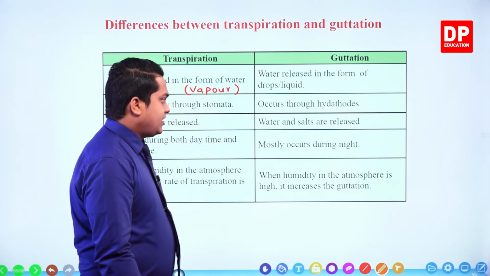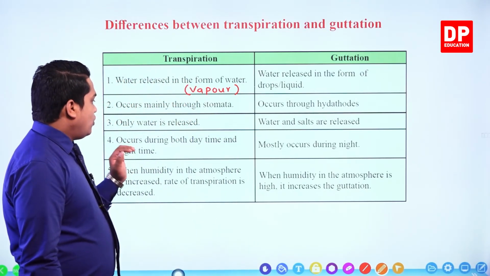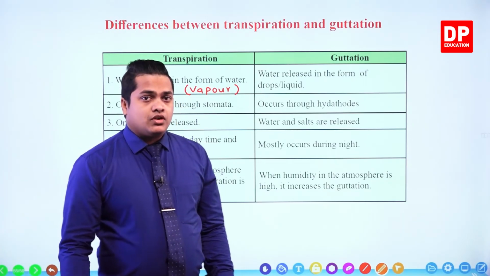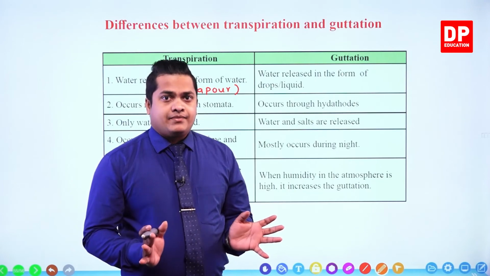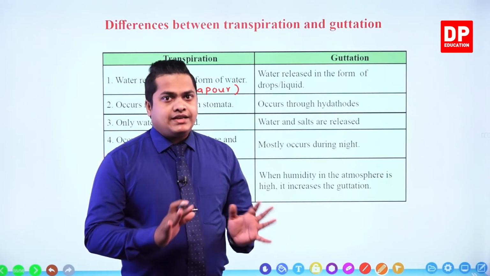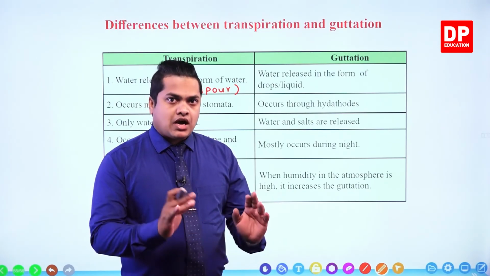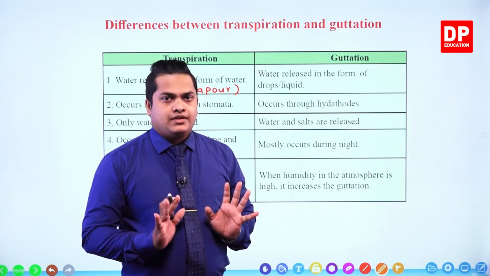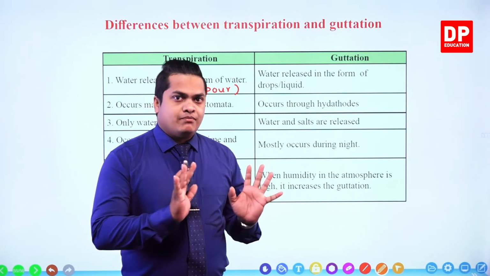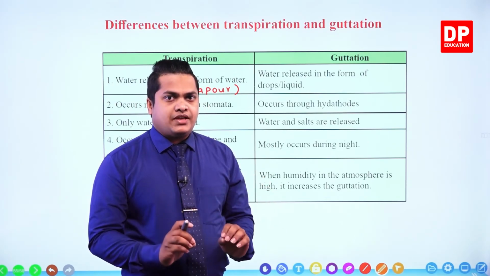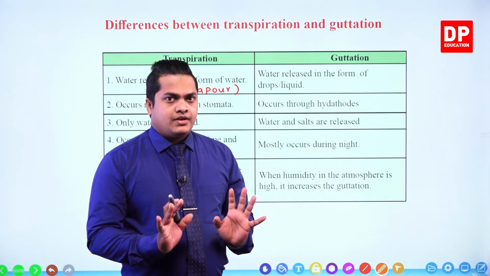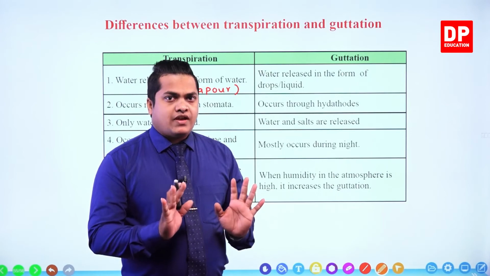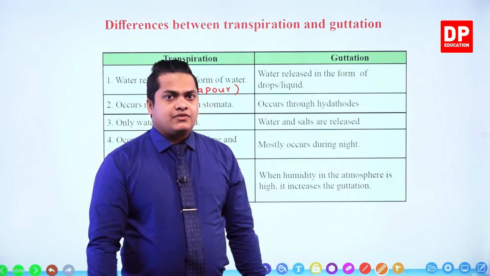Okay. Next one. Occurs during both day and night time. Now transpiration is going to occur in both day and night time. During night the rate is low, but however it is happening. But during night time the rate of transpiration is low because of having less favorable factors for the transpiration.